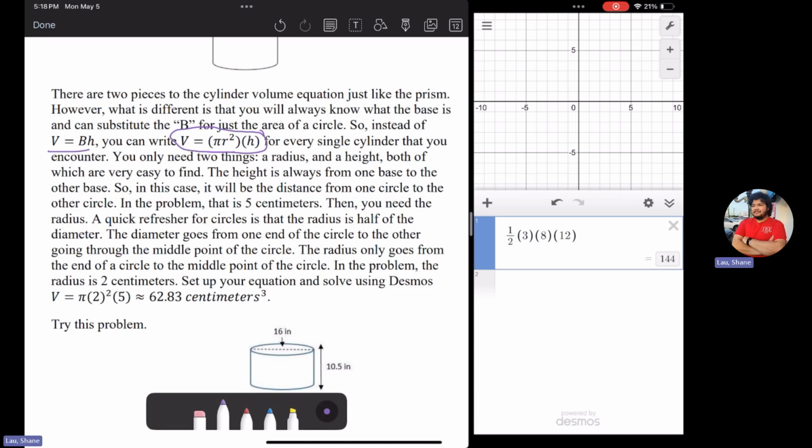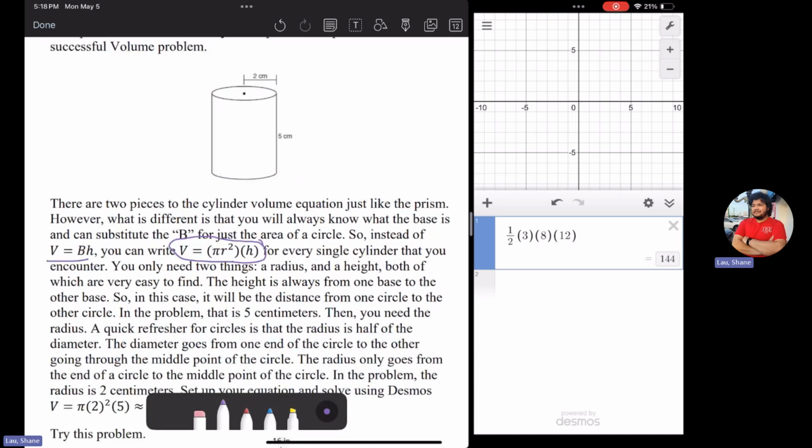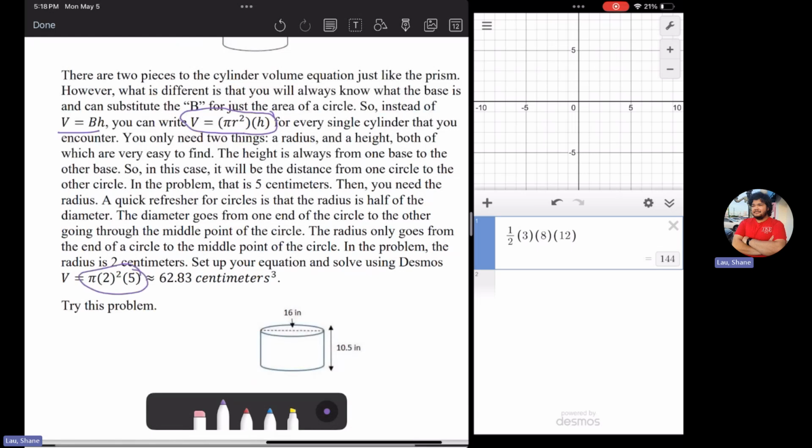A couple of tidbits here and there of some things that you may not have remembered from before. Remember that the diameter goes through the entire circle, through the center as well. The radius only goes halfway across the circle. So you're only looking for the radius and the height. That's all you need for this equation. I already did the math here. If I know that my radius is 2, and the height of my cylinder is 5, I can just plug that straight into my equation. So volume is approximately 62.83. I did round to the second decimal, centimeters cubed.